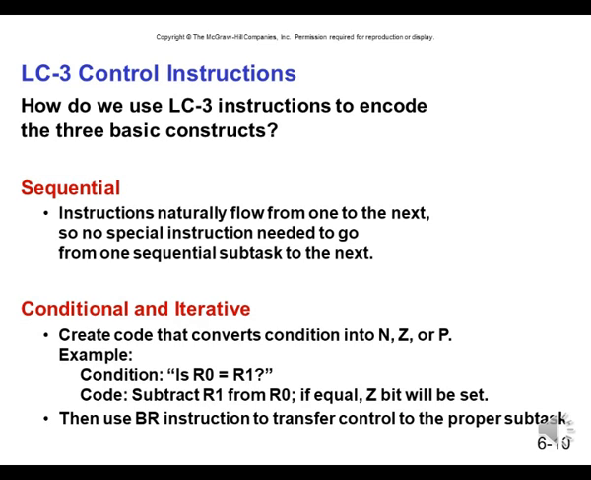Second is conditional and iterative. Create code that converts the condition into N, Z or P. For example, the condition is R0 equal to R1. The code subtracts R1 from R0. If equal, the Z bit will be set. Then use the BR instruction to transfer control to the proper subtask.